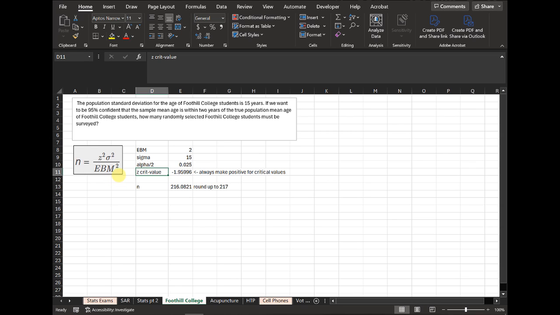So in this case, I am going to take my critical value and I'm going to square it. I take my sigma and I square it, and then I divide that by my desired error bound of 2 and square it. So I square all of this. I get that this comes out to 216 and some change. And so since this is talking about number of people, we'll just round that up to 217 to make sure that we get the sample size that we want.